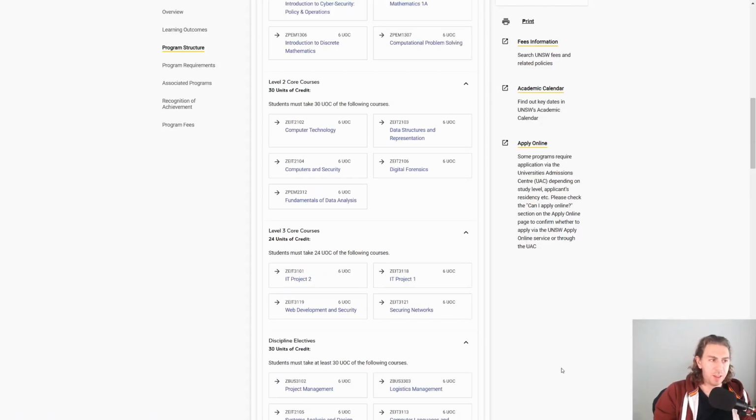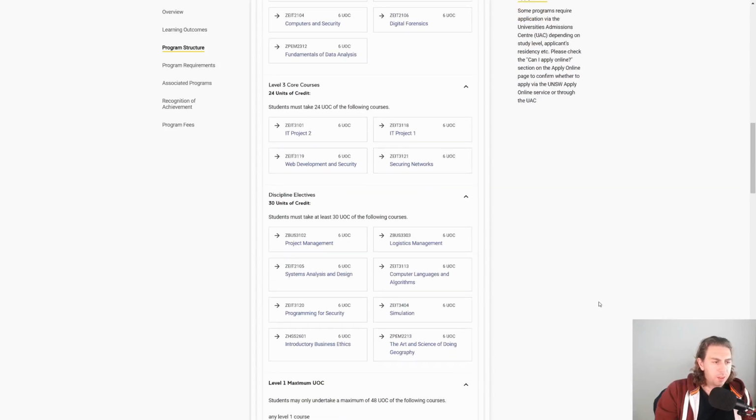Computer technology is a subject that basically goes over everything from assembly, binary, computer hardware, a very broad subject, data structures, representation, computers and security, so again, more security-oriented work, digital forensics, which is great, fundamentals of data analysis, which is good if you're looking into a DBA type of role. IT project 1 and 2 is basically having to do a year-long project, or it might be 6 months at UNSW. Web development and security, definitely a good subject to have.